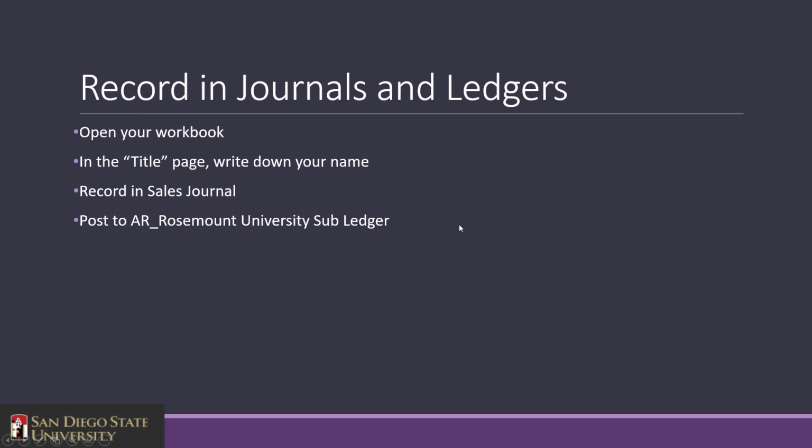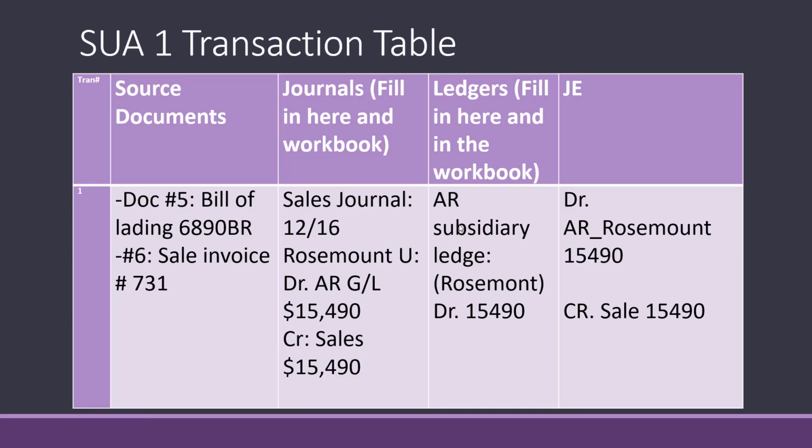Post to the subsidiary ledger, we have done that. So after you finish the 7 steps, I need you to fill out the blanks in this transaction table. For transaction 1, I have already filled it out for you. The source documents we need are the bill of lading, which is document number 5. Because we have multiple copies of the bill of lading, I used this specific copy. The same thing for the sales invoice, I used this copy. So you want to put this number here.